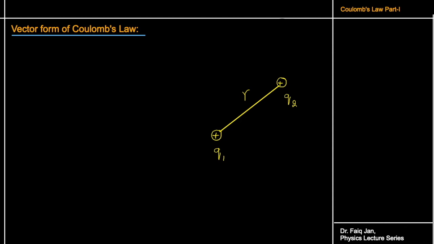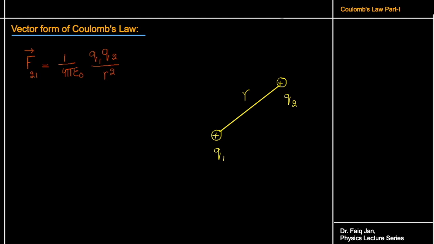Now to find the force exerted onto Q2 by charged particle 1 will be equal to the magnitude of force. So the magnitude of force will be 1 by 4 pi epsilon naught Q1 Q2 by r squared. And the direction of this force will be radially away from Q1.